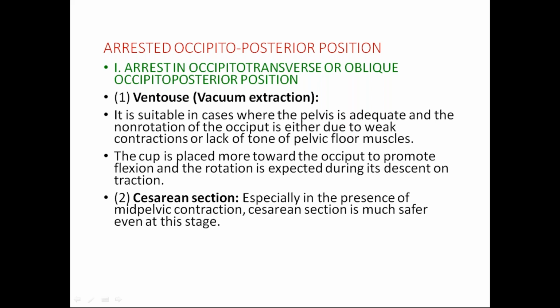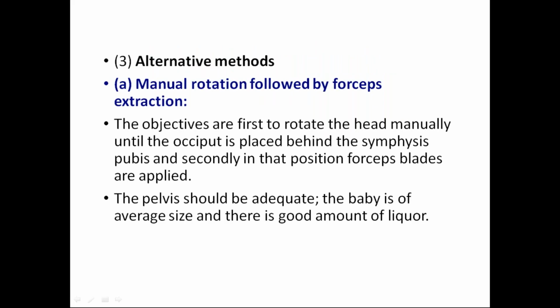And if there is still a presence of mid-pelvic contraction, cesarean section is safer or has to be done. In case of suspicious cases, with the risk of uterine perforation, you can do manual rotation, or application of ventouse if there is no caput, or application of forceps. So, alternate method. What is the other method?